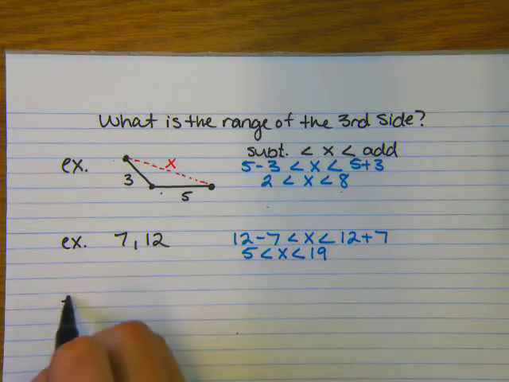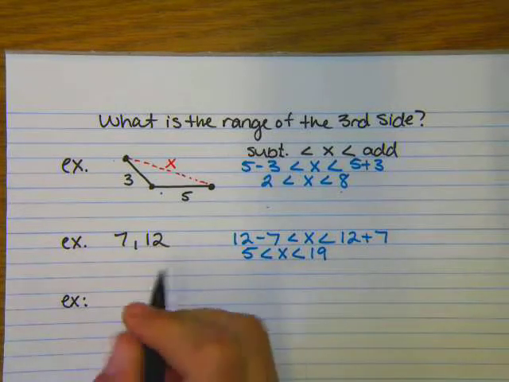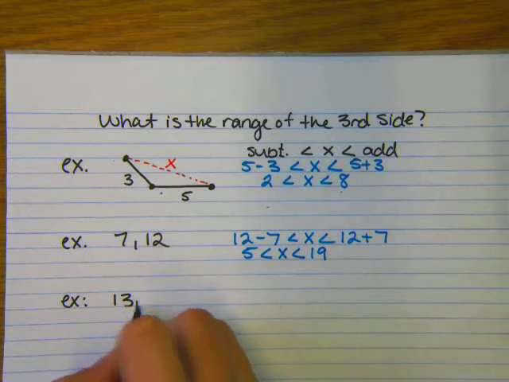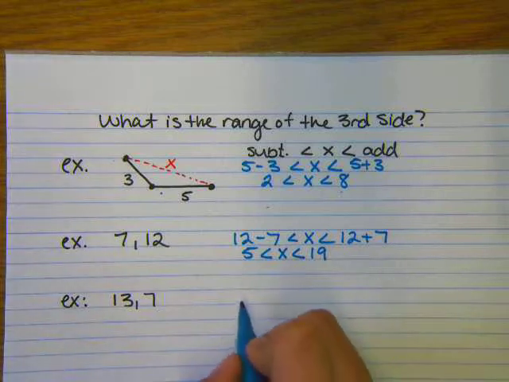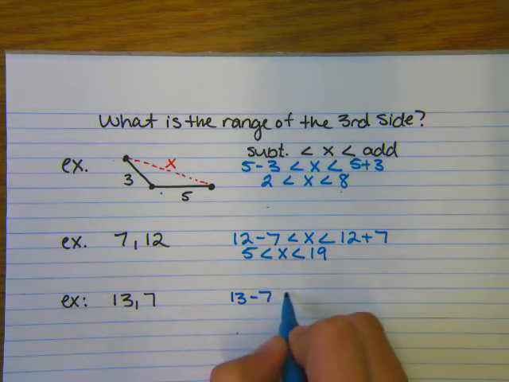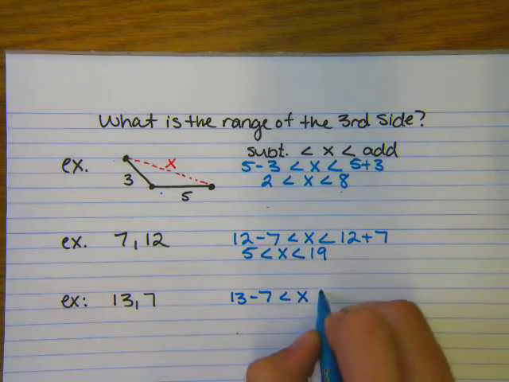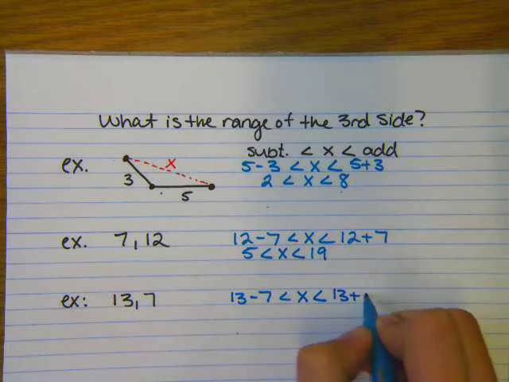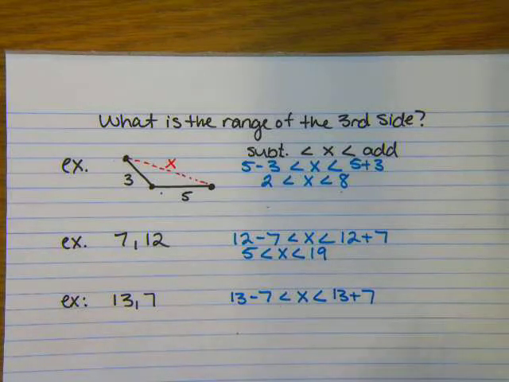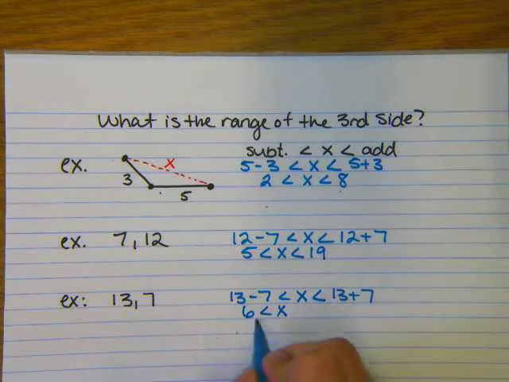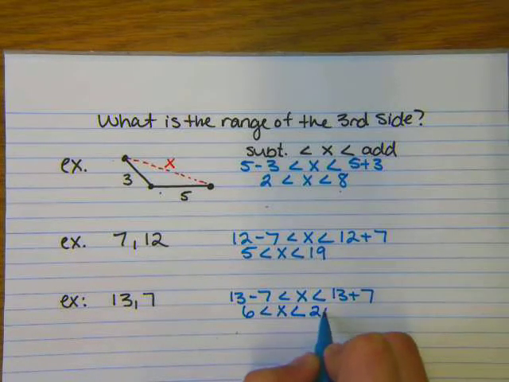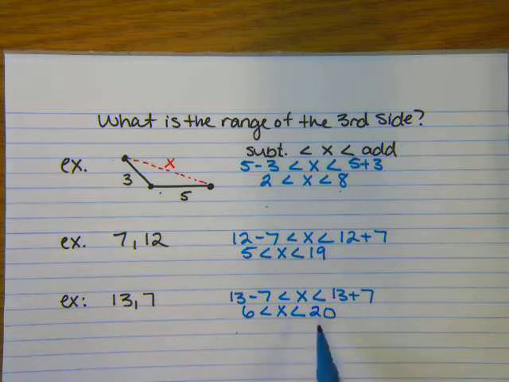Let's do another example. Let's say, for instance, we have 13 and 7 this time. So I want to subtract: 13 minus 7 is less than x, less than 13 plus 7. 13 minus 7 is 6, so x has to be greater than 6 and less than 20. So any x value greater than 6 and less than 20 would be the possible range for my third side.